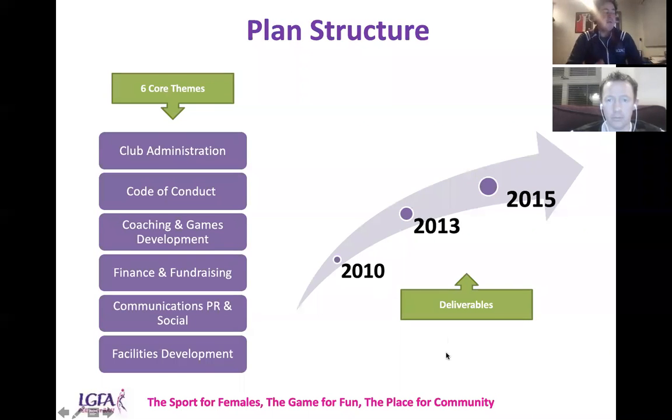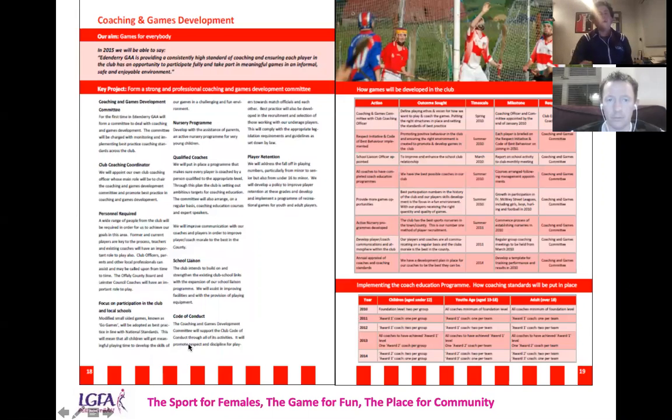And as I say, they had deliverables, they had actions to do in 2010, to do in 2013, and then what they wanted to do by the end of their plan. And I think the next slide will give us a wee snapshot of what their plan looked like, and what one of their topics, or one of their strands of their plan, looked like.